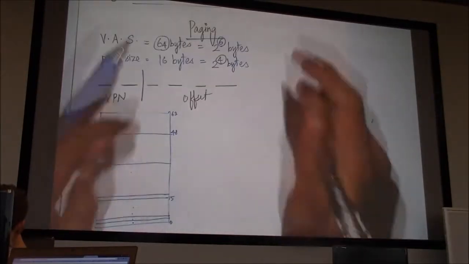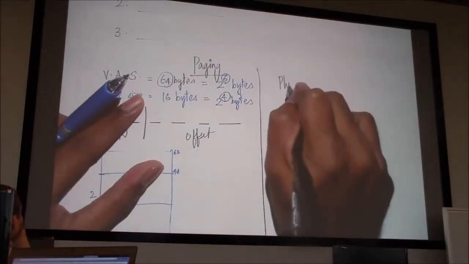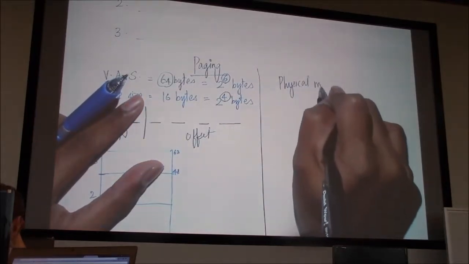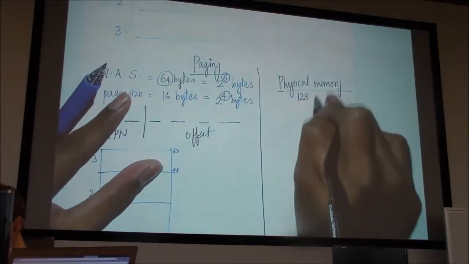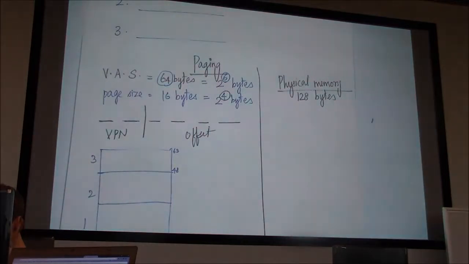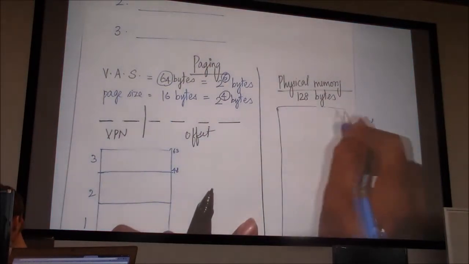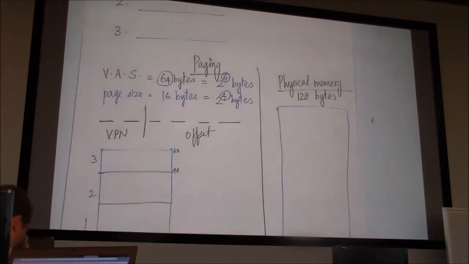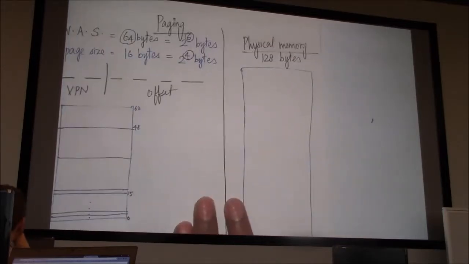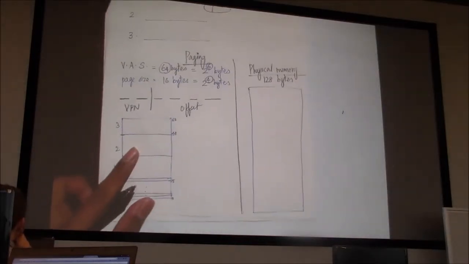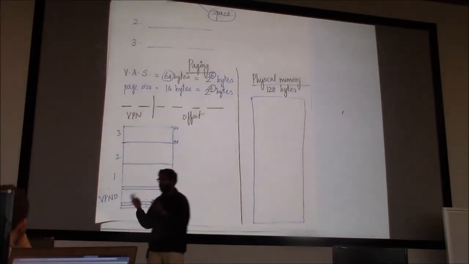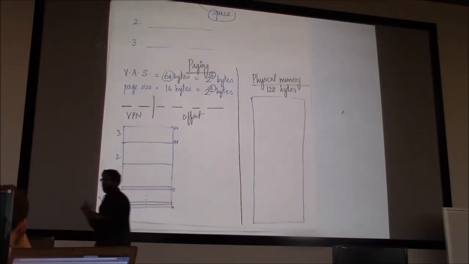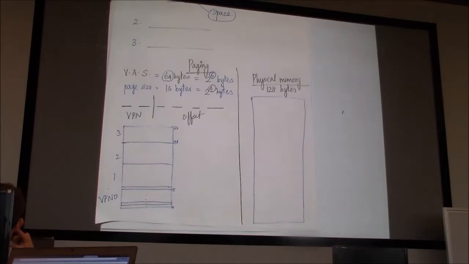With this setup, we can assume a physical memory, let's say of size double the size of the virtual address space, 128 bytes. The important thing to know is that whenever we have a page size, both the virtual address space and the physical address space, or the physical memory, are going to be split in the same size of the page size. So page size is going to be fixed for both the virtual address space and the physical address space.